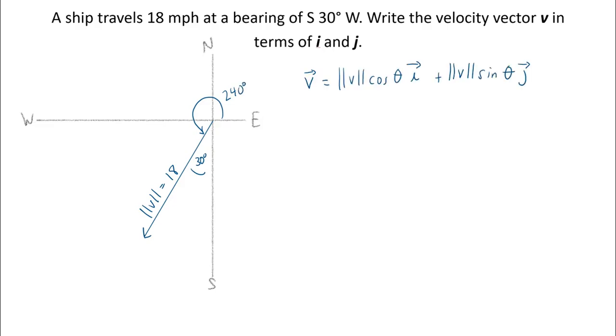And we know that our vector, when written in polar form, would be magnitude of v cosine theta i plus magnitude of v times sine of theta j. Now let's fill in the blanks. The magnitude of v is 18, and that will be times the cosine of 240 degrees i plus 18 times the sine of 240 degrees j.